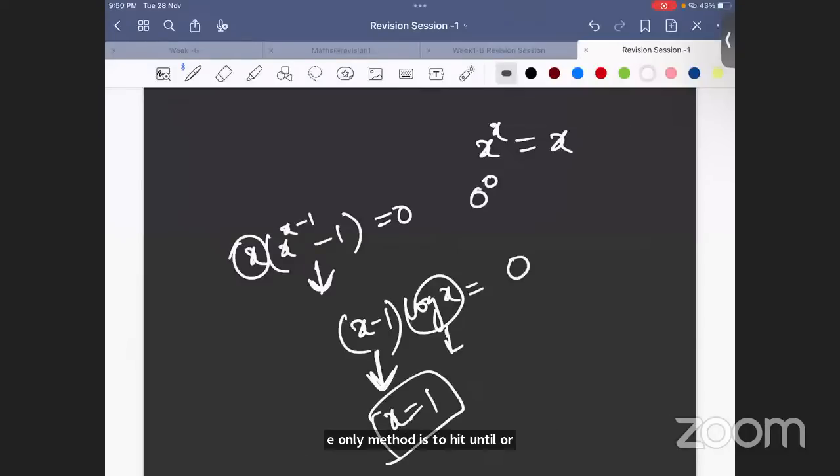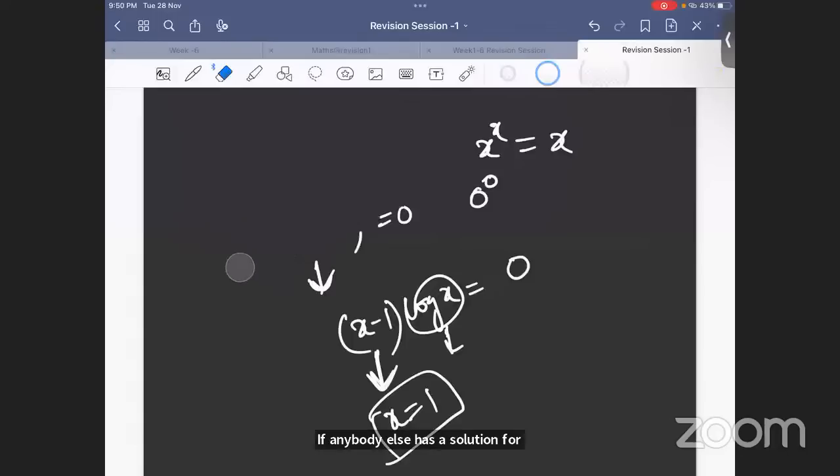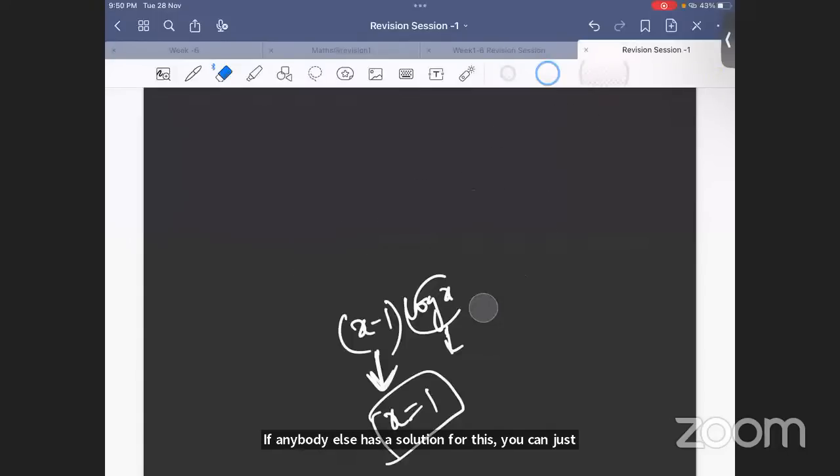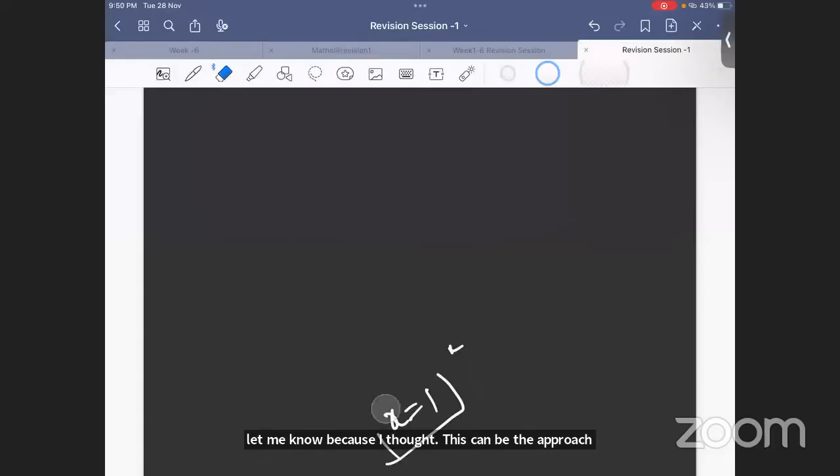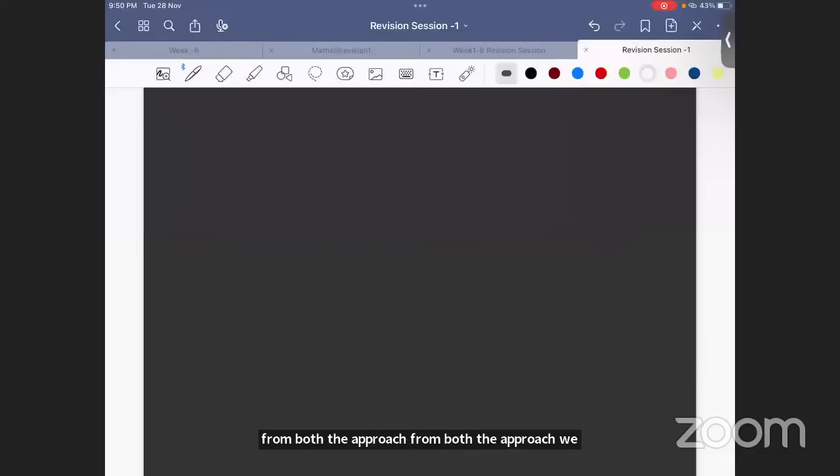The only method is hit and run, or maybe I'm missing something. I need to check up on this. Okay, sir. If anybody else has a solution for this, you can just let me know, because I thought this could be the approach. From both approaches we are getting the same answer.